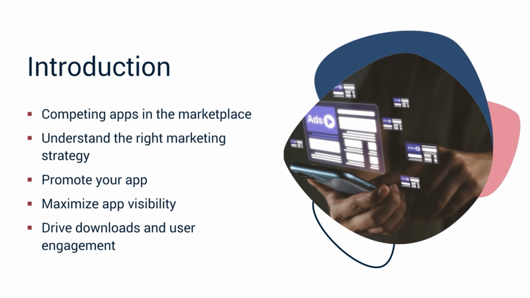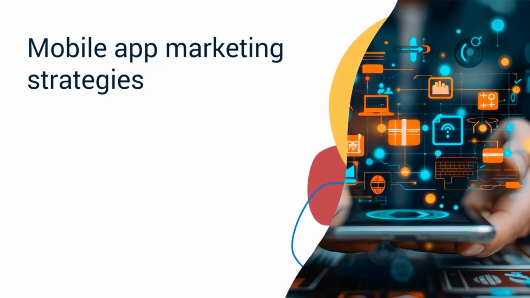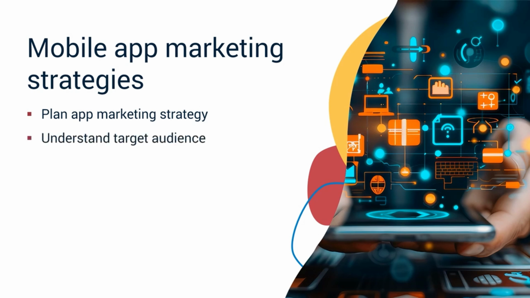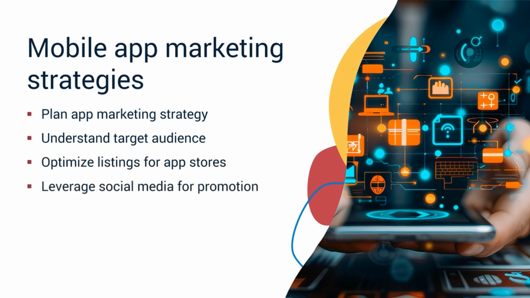Let's explore how mobile app marketing works towards ensuring your app's success. Mobile app marketing is critical for ensuring your app's success in a competitive marketplace. A well-planned app marketing strategy is crucial for ensuring your app stands out. Some effective strategies include understanding your target audience, optimizing App Store listings, leveraging social media, and utilizing influencer partnerships. Let's explore how different app marketing strategies work together to boost visibility, drive downloads, and build a strong user base.